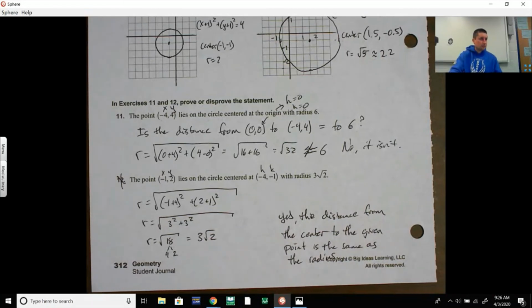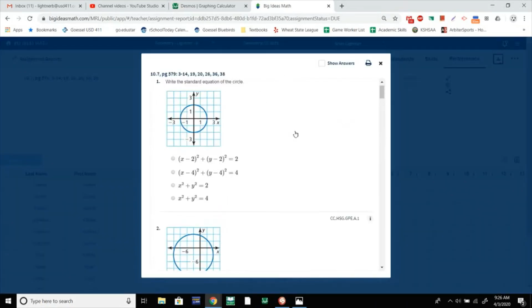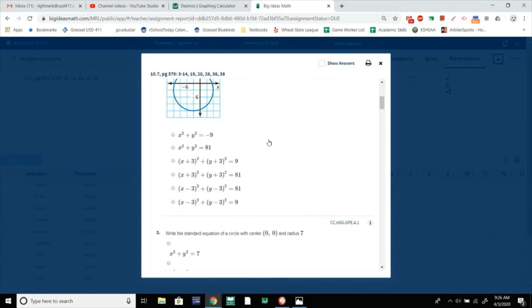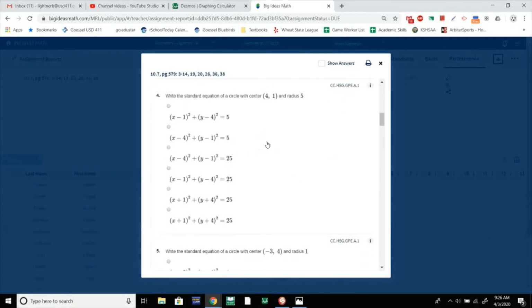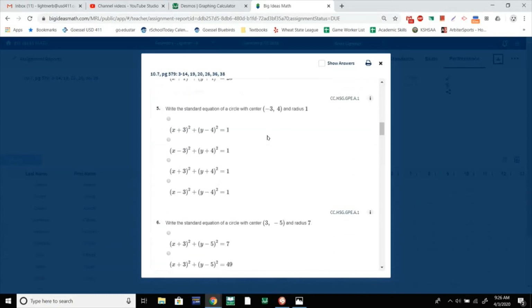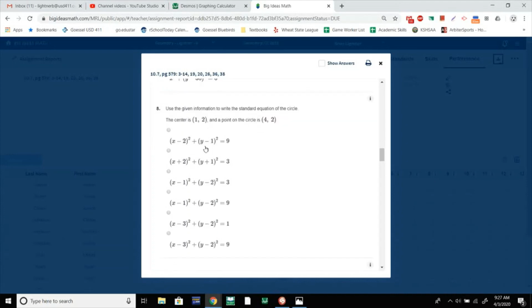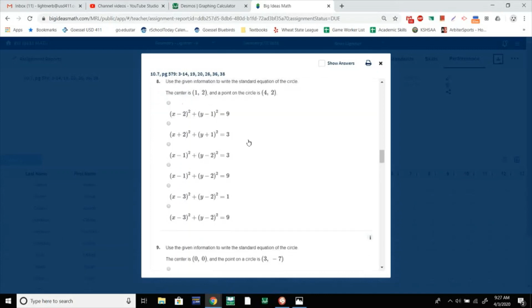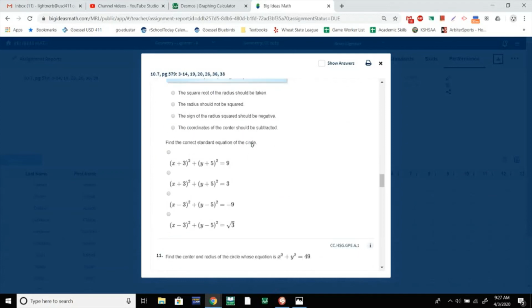So on your assignment, write the standard form, multiple choice for you, yay, make it easy. Standard form, making sure it's x minus h and y minus k, and squaring the radius. Use the given information to write the standard equation of a circle. They give you a center and a point. This is when you need to find the radius. Okay, you can use some process of elimination here, but you need to find the radius on that. The distance between those 2 points. And that's what they do wrong type of question.